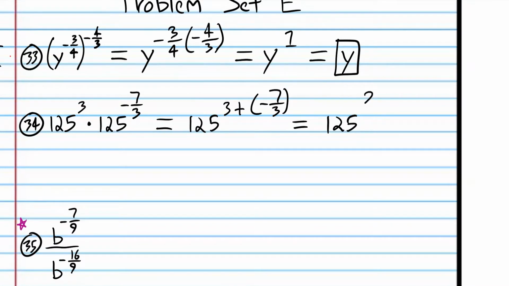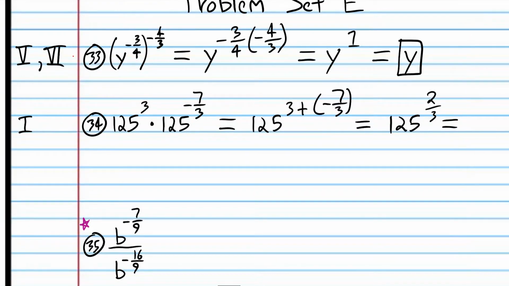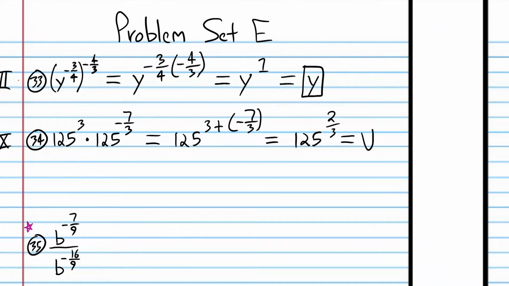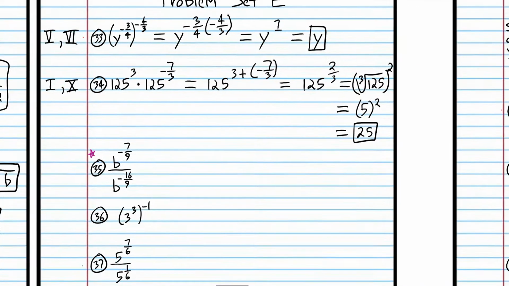So now we get 125 to the 2/3 power, and now we're going to have to use rule number 10, which tells us that equals the cube root of 125, all raised to the 2nd power. And the cube root of 125, what number times itself 3 times is equal to 125? Well, it's 5 times 5 times 5. So that's going to be 5 to the 2nd power. And 5 to the 2nd power is just 25. Okay.